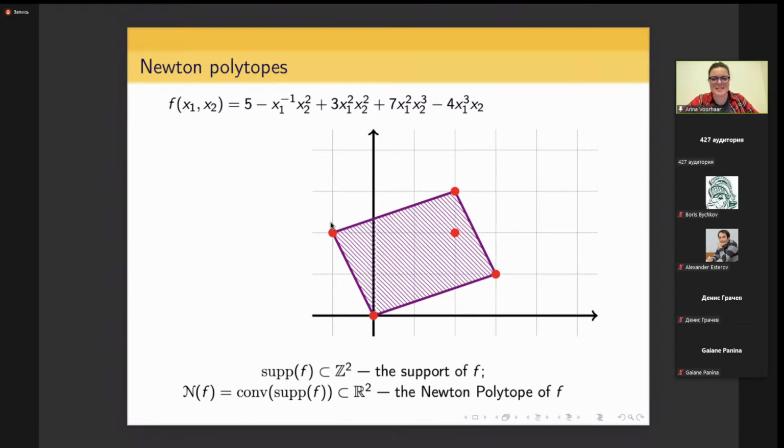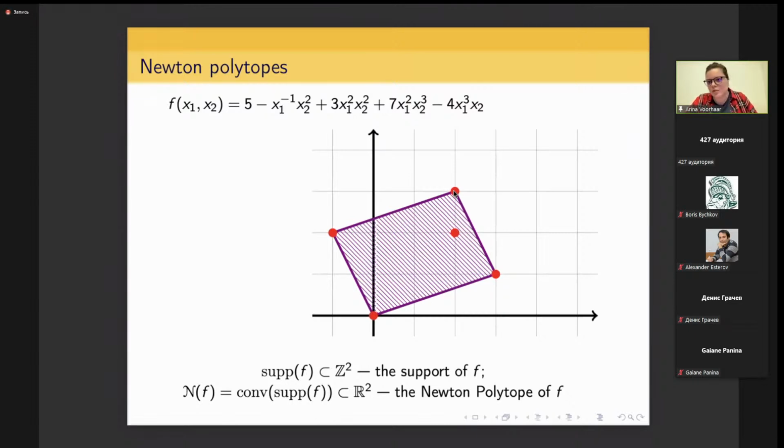As you see, passing from the polynomial to its Newton polytope means sacrificing quite a lot of information. First of all, we lose all the information about the coefficients. Secondly, we lose all the information about the presence of monomials such that the corresponding point is contained inside the convex hull of the support. So all we actually remember are what we call the degrees of leading monomials, the ones that correspond to the vertices of the Newton polytope. That's everything that we remember.